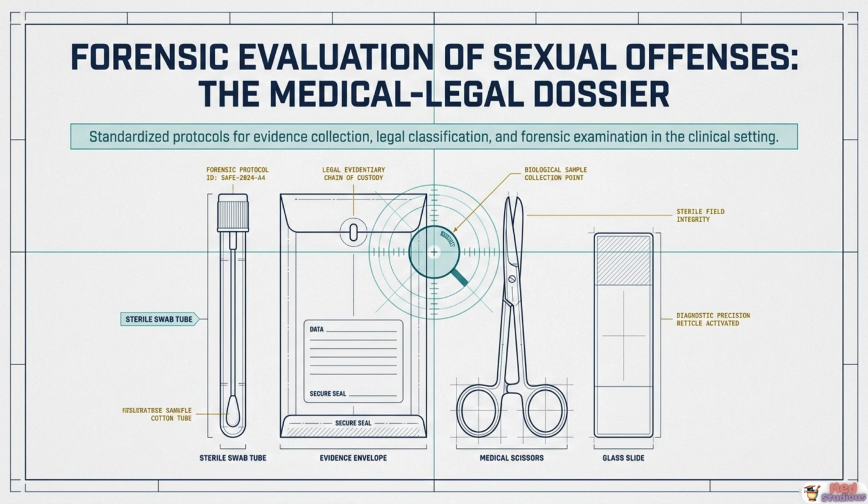The concept of chain of custody is not bureaucratic formality. It is the legal spine of the forensic case. Any break in the chain, an unlabeled sample, an unsealed envelope, an undocumented transfer, can render critical biological evidence inadmissible in court. This dossier approach to the forensic sexual offense examination transforms a deeply sensitive clinical encounter into a legally defensible, scientifically rigorous process. Let us begin with the classification of offenses.